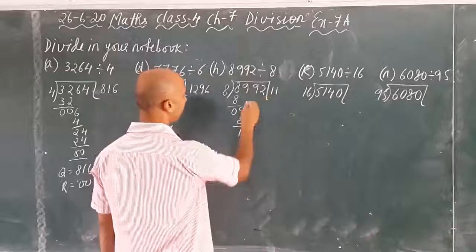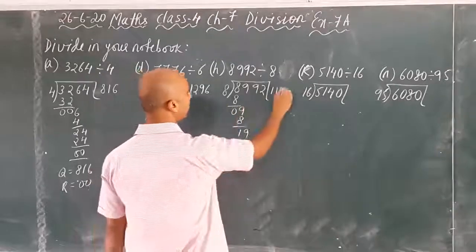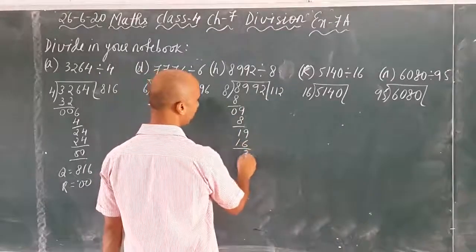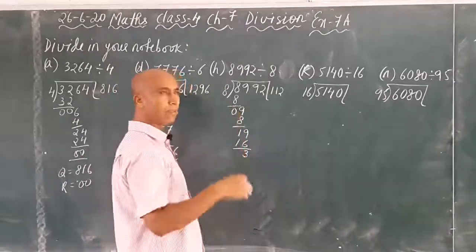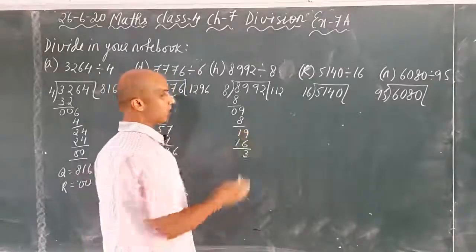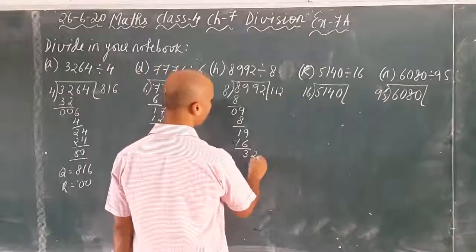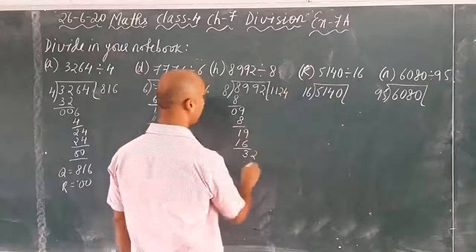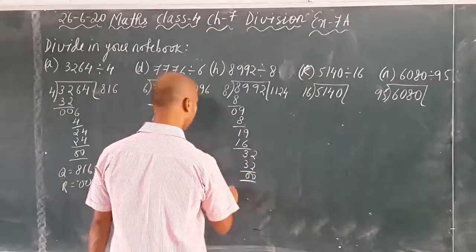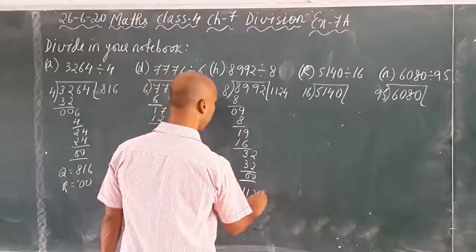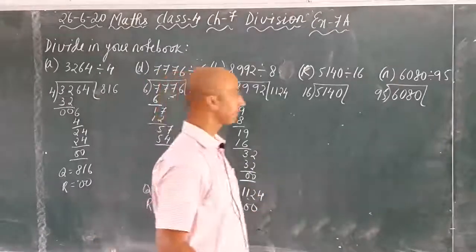8 1s are 8, remainder 1, bring down again the next digit, that is 9, 19. Now 8 will go 2 times. 8 2s are 16, remainder 3. If you take it 3 times, 8 3s are 24. 24 is more than 19, so it cannot go. So it will go 2 times, 16, remainder 3, bring down 2, 32. 8 will go 4 times, 8 4s are 32, remainder 0. So what is the quotient? The quotient is 1124 and the remainder is 0.